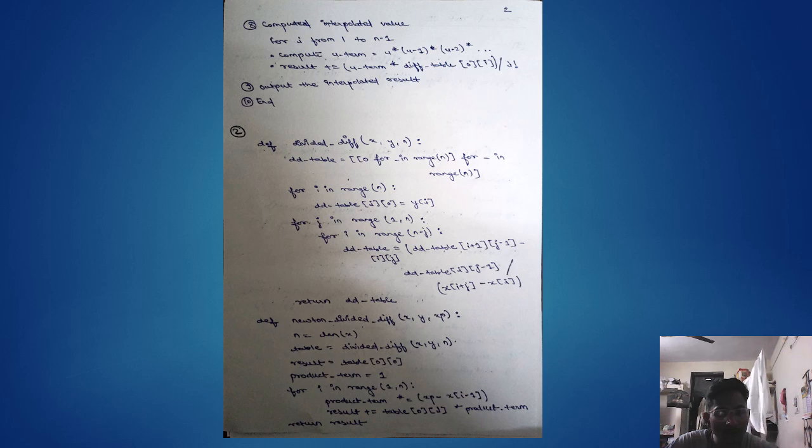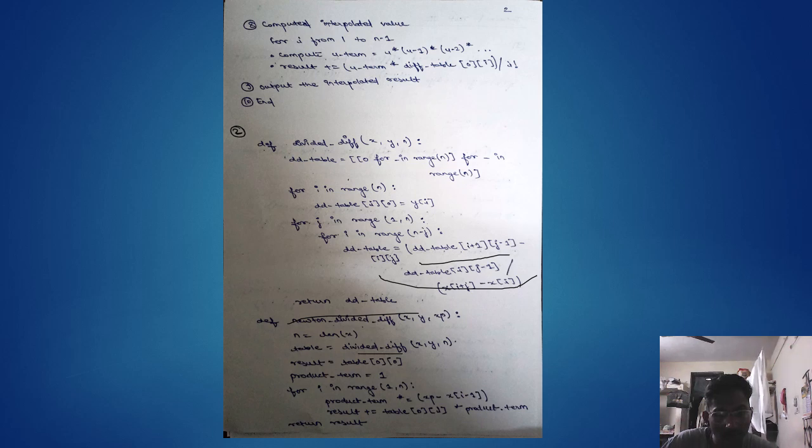Then the array is initialized by this equation, and return the d table array. Then another function which has three arguments, and the array, finding the length of the x array. The table variable, which was calling the divided difference function.